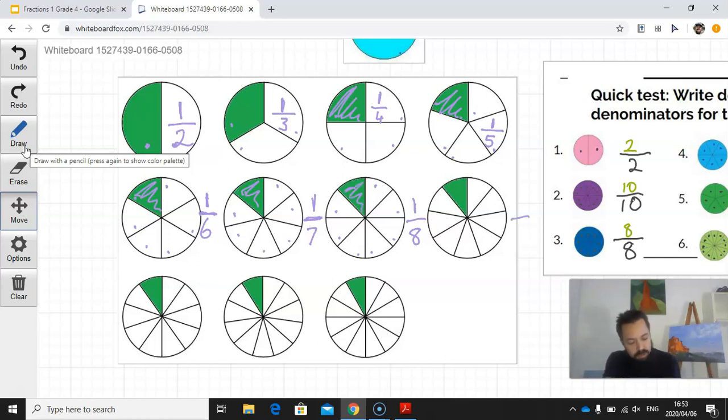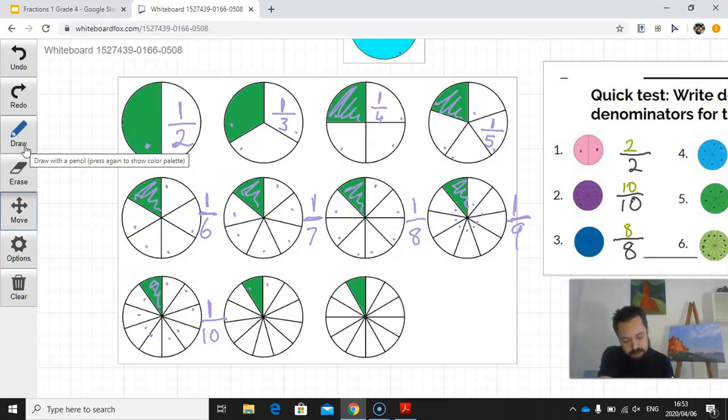Next one. 1, 2, 3, 4, 5, 6, 7, 8, 9. 9 is the denominator. 1 is colored in, we get a 1 up top. Next one. 1, 2, 3, 4, 5, 6, 7, 8, 9, 10. We have 10 for the denominator. 1 is colored in, so 1 is our numerator. And you'll see for each of these questions, we've only colored in one of them green, so for each of them, the numerator is going to be the same.